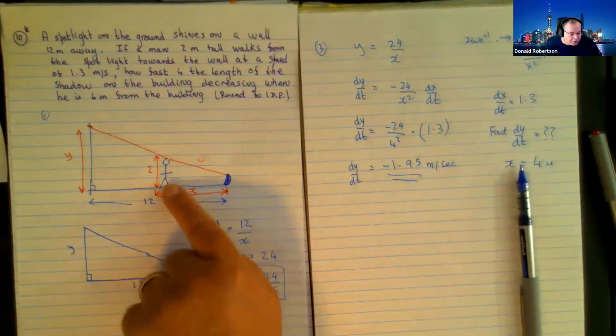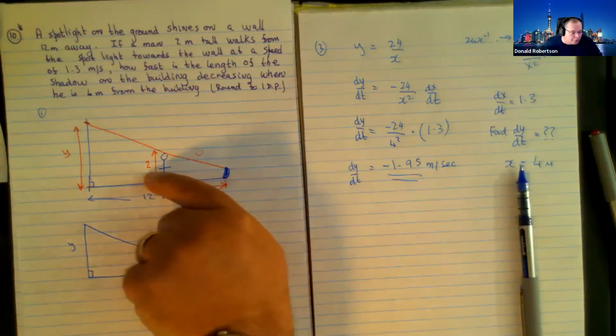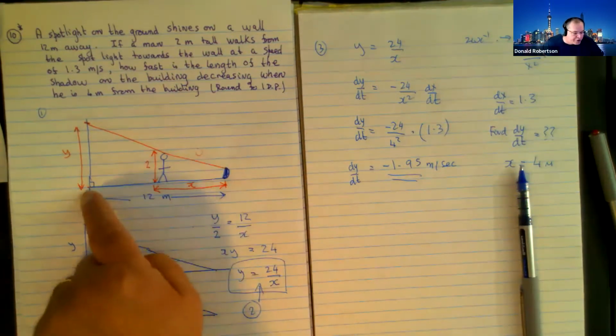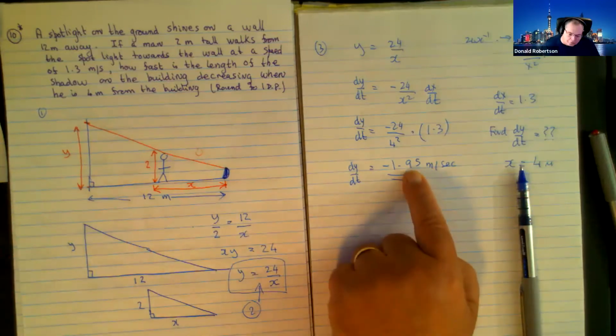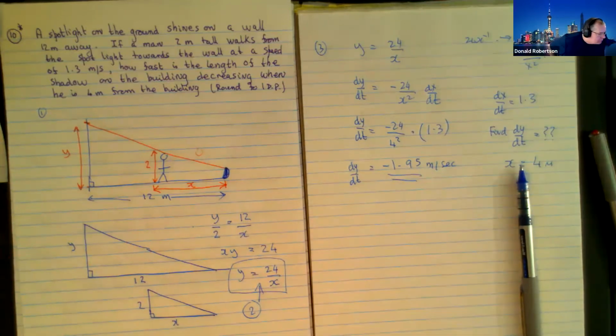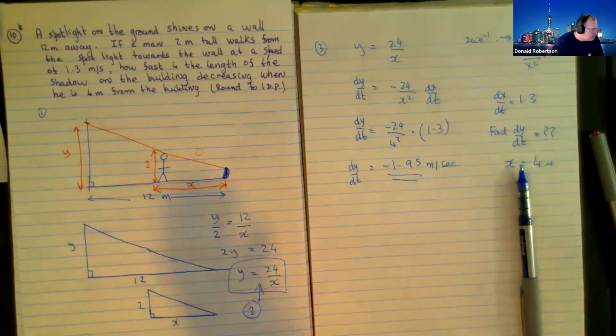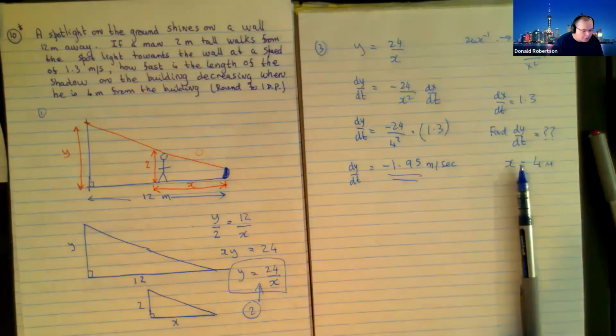So what that's telling me is, as this guy moves towards the wall, won't the shadow get smaller? And it will get smaller at roughly that rate. Smaller because it's negative, right? If it was plus, it'd be a different story, right? But the shadow would be getting bigger.